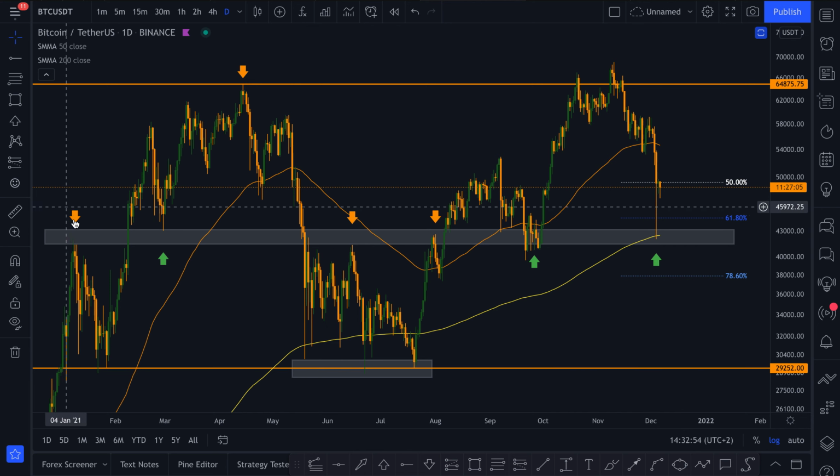As you can see right here, it was respected as a resistance, as a support, as a resistance, as a resistance, as a support, and a huge wick right here. This all happened in 15 minutes. Price dropped down and huge positions were taken by larger players in the market.